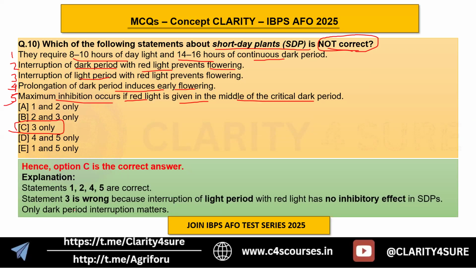And why was the third wrong? Because interruption of light period with red light has no inhibitory effect in short day plants. So only dark period interruption matters. Okay. So in the third option we are saying that the light period is interrupted by the red light, which will prevent the flowering. And generally, what matters is the dark period. Okay, so light period and red light have no inhibitory effect on each other. Okay, so that is why the third option was incorrect.